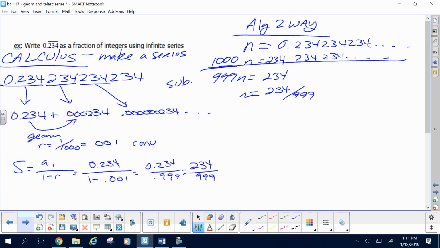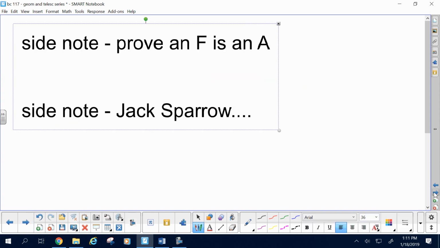All right, now, that said, with series knowledge, what this wouldn't do is prove that an A is an F. With series, you could prove an F is an A. Would you be interested? Oh, I already know. Don't look over here.